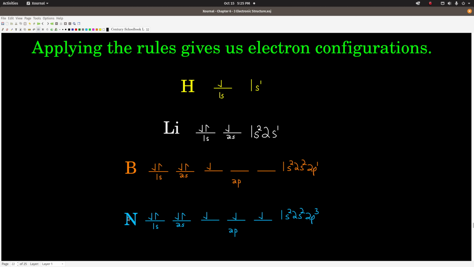Nitrogen has 7 electrons, 1s2, 2s2, and each of these 3 2p electrons went into a different 2p orbital, the degenerate orbitals. So its electron configuration would be 1s2, 2s2, 2p3. Now, if you're reading around, you may find something that says 2px1, 2py1, 2pz1. We don't really care about that distinction at this point.